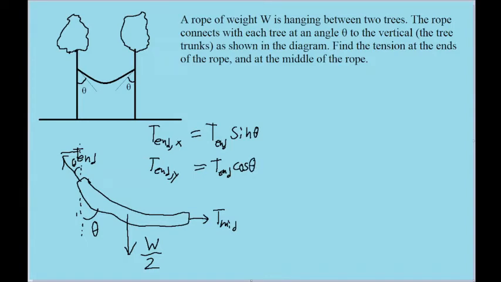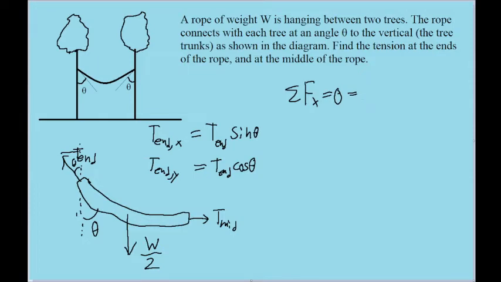So those are our components for T sub end in both the x and the y directions. Now let's write out some force equations. So the net force in the x direction, we already know right off the bat it's going to be 0, since there's no acceleration in the horizontal direction, at least none that's explained to us by the problem. It wouldn't make sense why we'd want that.